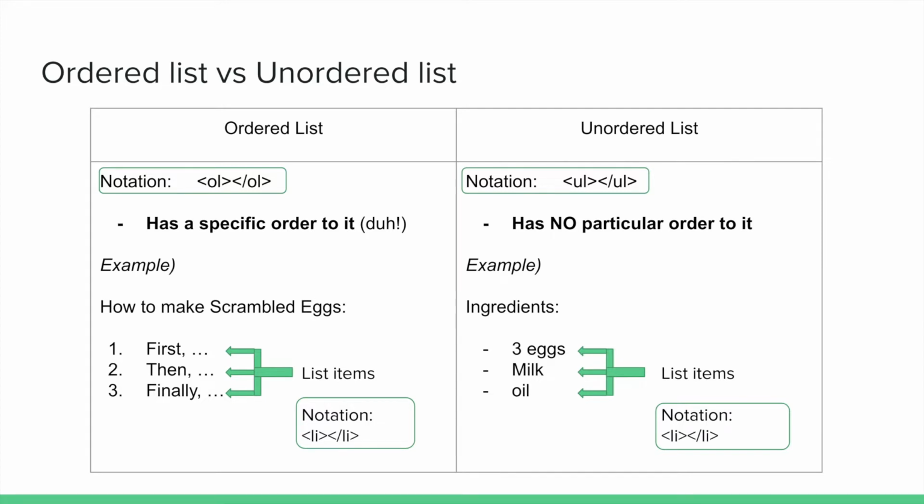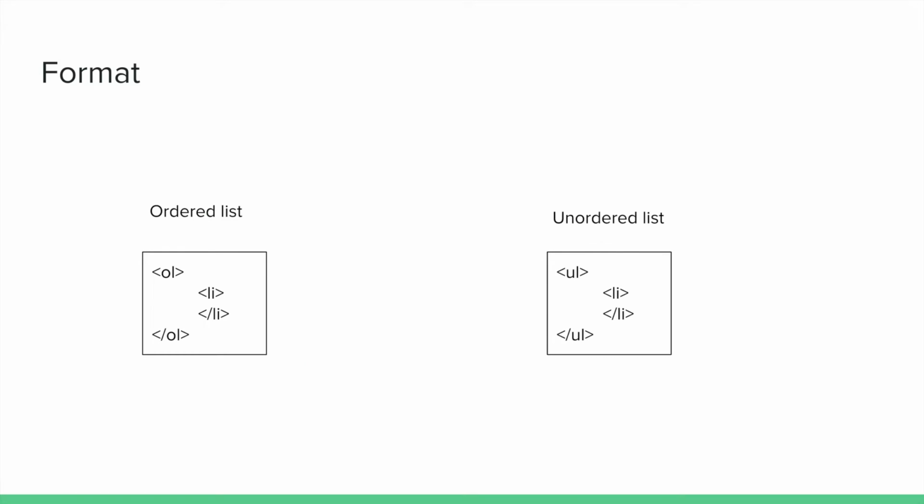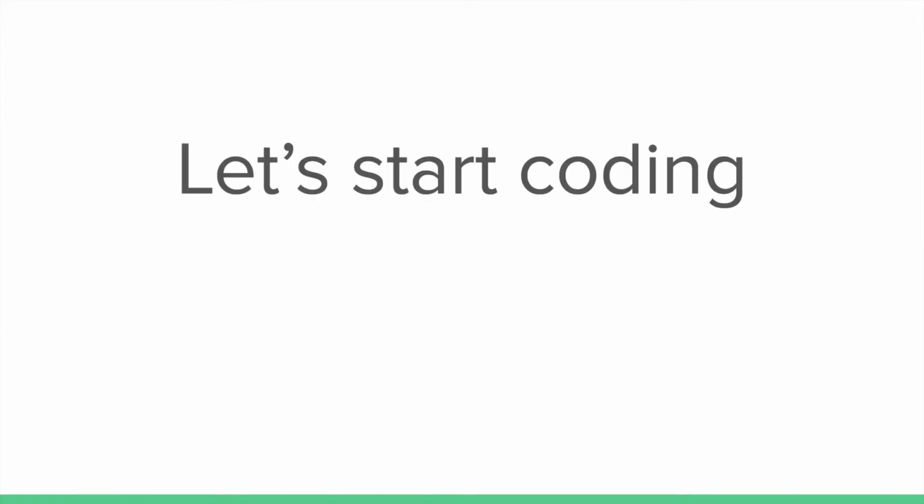Similar to the ordered list example where we had the individual steps as our list items, the individual ingredients in this case would be the list items, again denoted by the LI tag. One thing to note here is that for both the ordered and unordered lists, the list item elements are nested within those lists. Now that we've discussed the two types of list elements and the list item element, let's start coding.